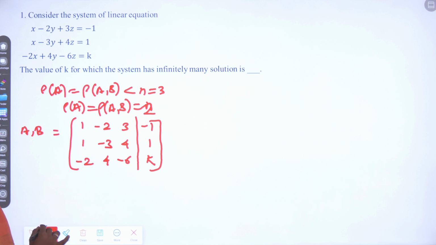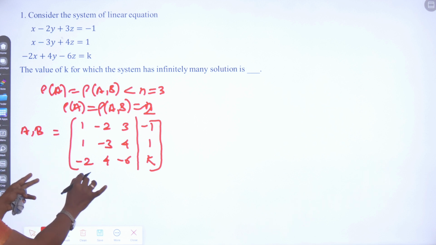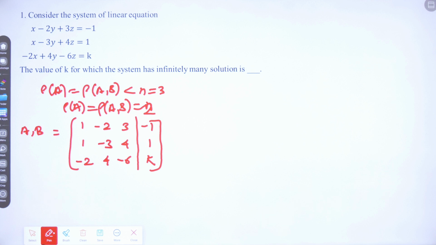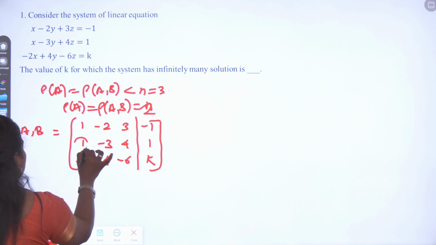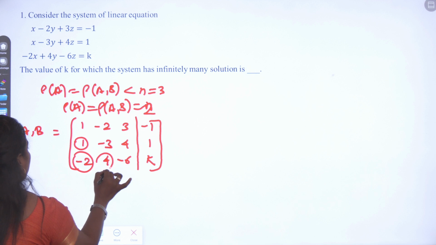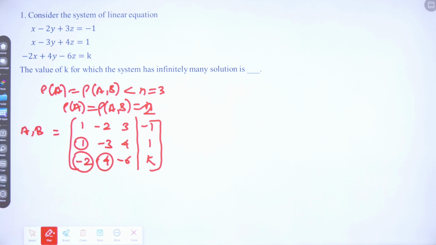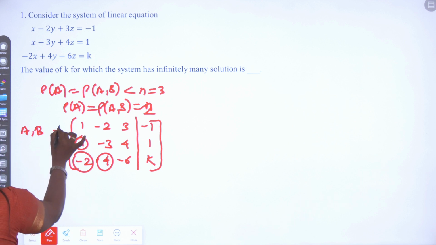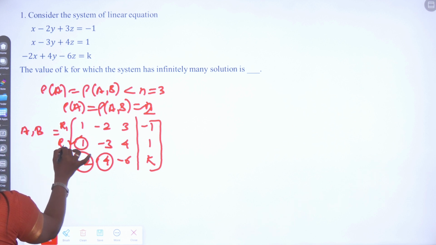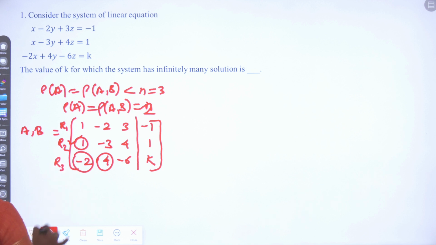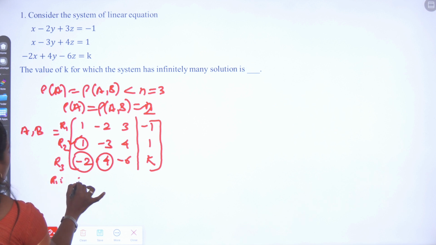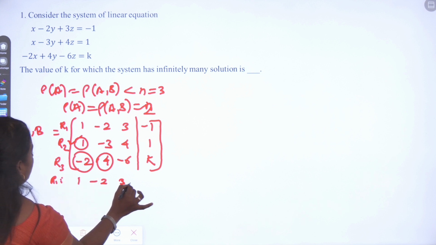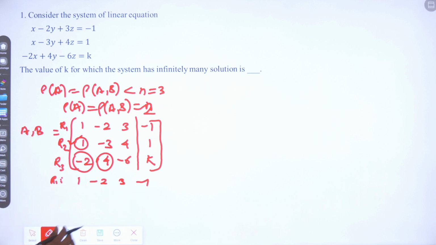Now we have to convert this augmented matrix into row echelon form. For that we have to convert this and this element to 0. First we are going to convert this element to 0. So this is R1 and this is R2 and this is R3. Now R1 as it is. 1 minus 2 3 minus 1 as it is.